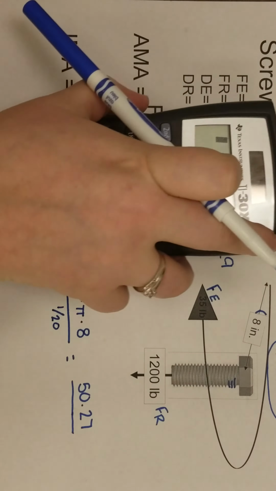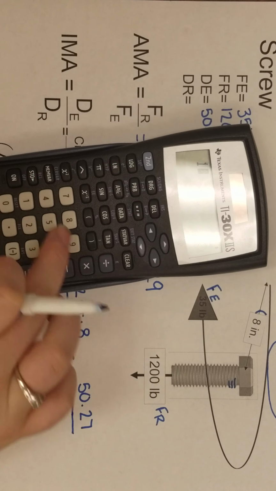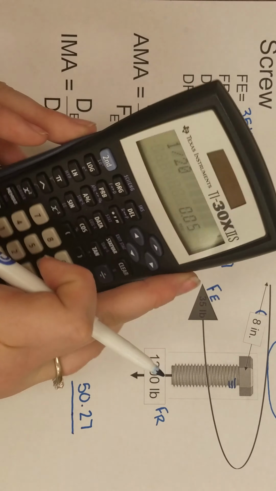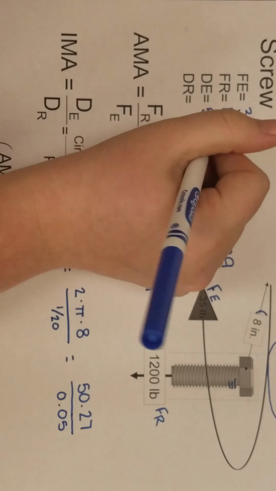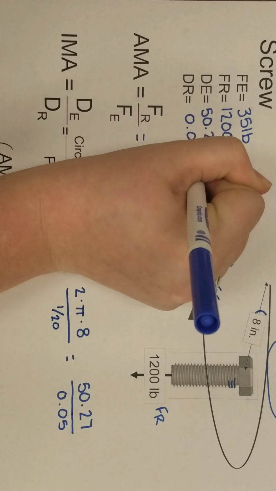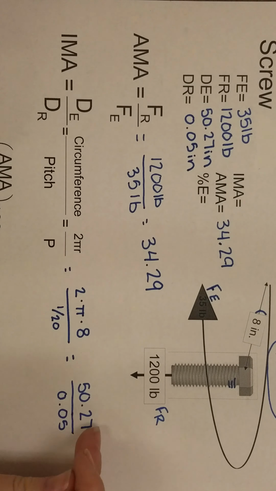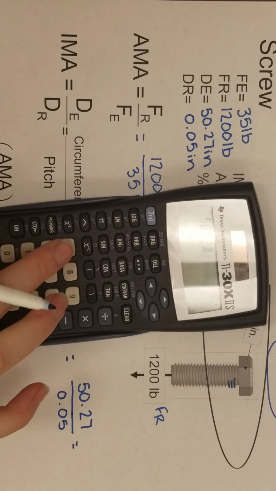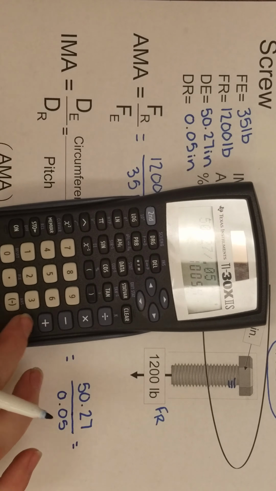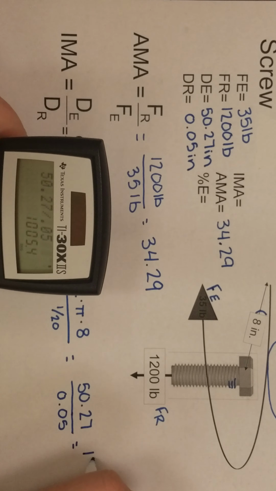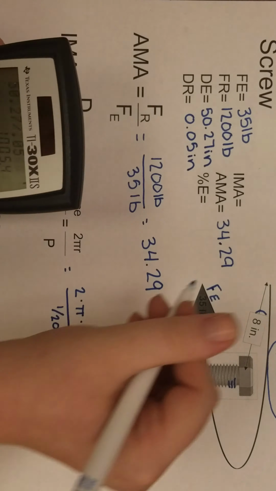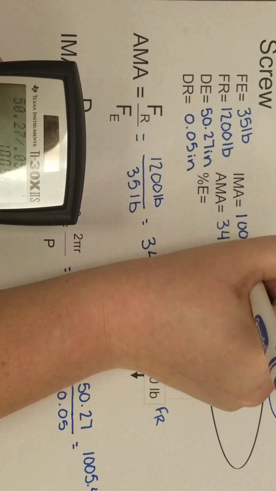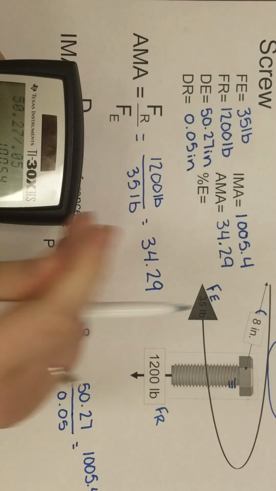Now, because I don't like fractions over top of fractions, I'm going to put this into my calculator, 1 divided by 20, to get a number value of 0.05. And that is going to be my DR. So I'm recording this up here, 0.05 inches. Now that I know this information, I can just solve this to find my IMA. So I'm going to plug it into my calculator. 50.27 divided by 0.05 equals, and I get my IMA of 1005.4. A very, very large ideal mechanical advantage. Again, this large number is okay.